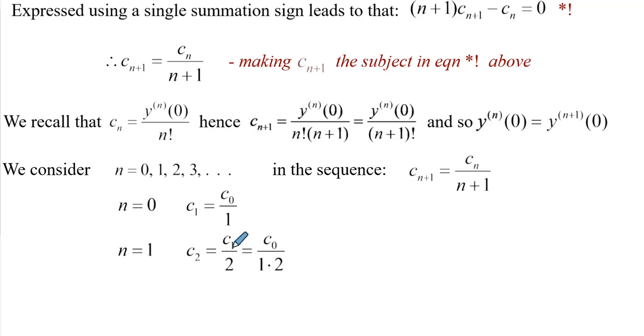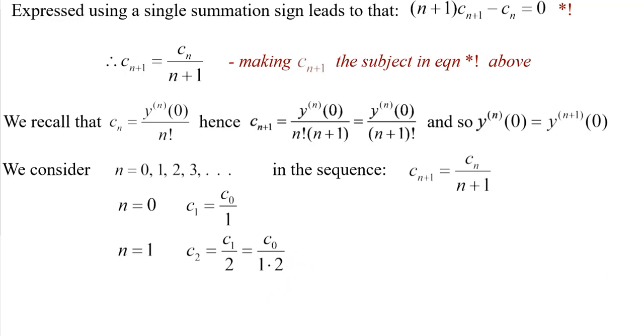But then we note that C1 is this, and when you substitute, we get C2, and you can see it here, C2 is over 1 times 2, which is 2 factorial. This far, we're actually in agreement with what we know about our power series expansion. Here is 1 factorial, then 2 factorial.